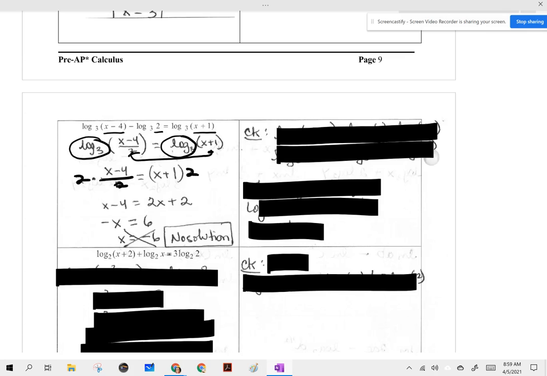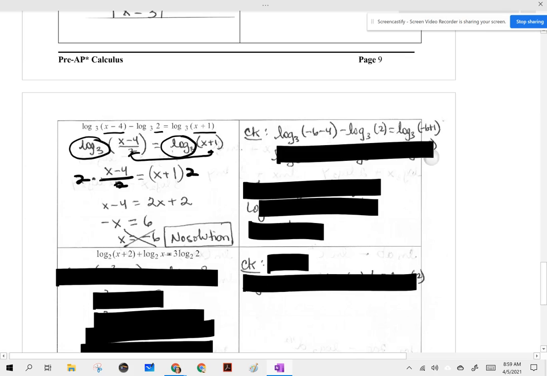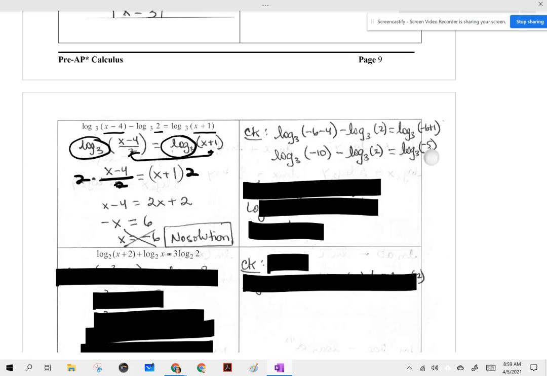And I say that that's no solution. Let me tell you why. You can never have an argument that is negative. So that's what happens when we go to check. So when we go log base 3 and then we plug in negative 6 minus 4, and then the rest of that over here, we end up getting log base 3 of negative 10 minus log base 3 of 2 equals log base 3 of negative 5. In your calculator, if you were to put log negative 5, you are going to get an error. Okay, so you can try that right now. Just try log negative 5 and you get domain error.